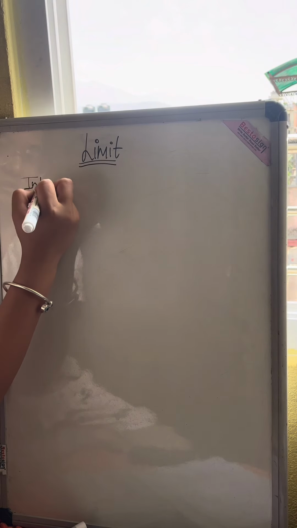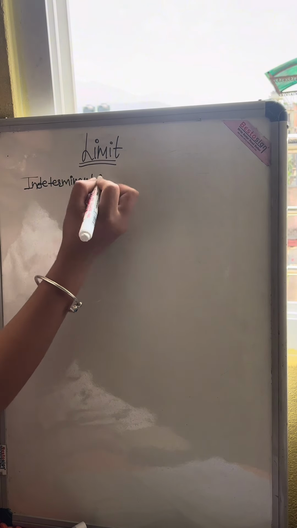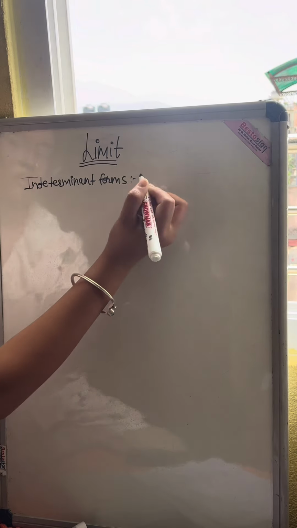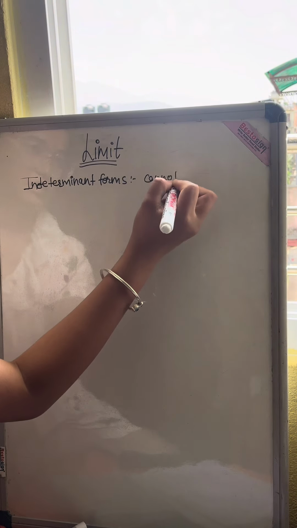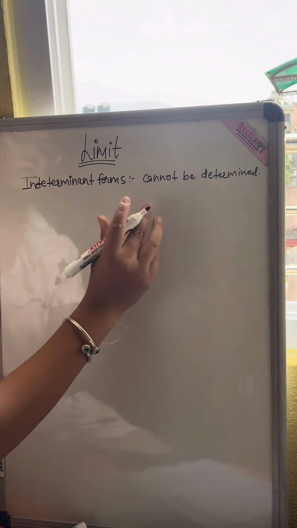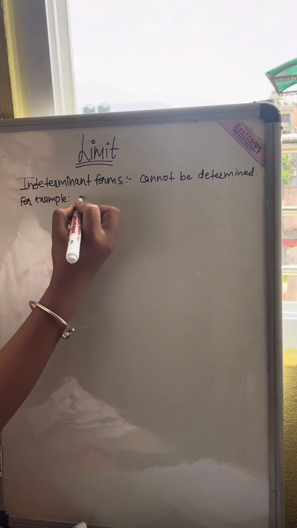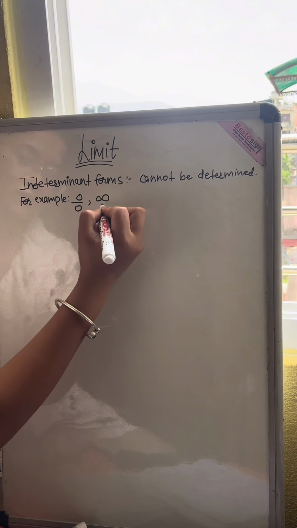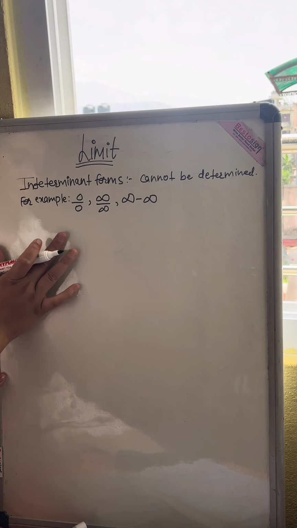The topic is limit. First of all, we have to know about the indeterminate forms. The forms that cannot be determined are called indeterminate forms. For example, 0 by 0, infinity by infinity, infinity minus infinity, and so on.